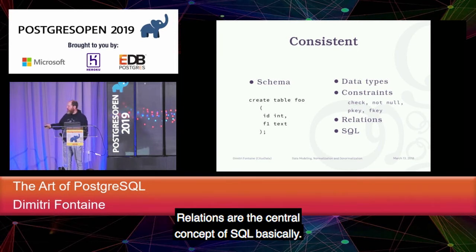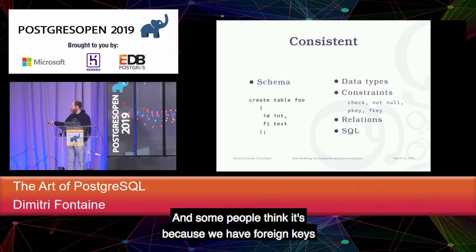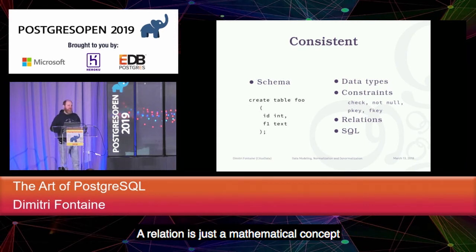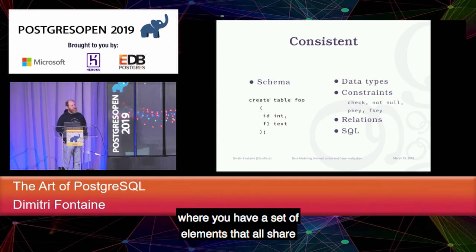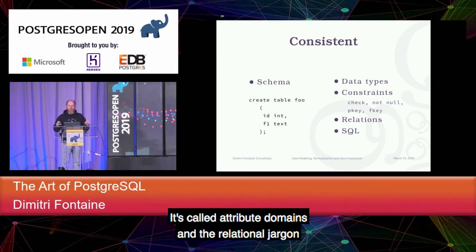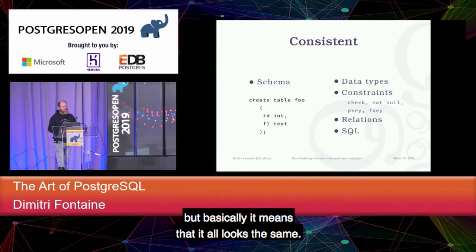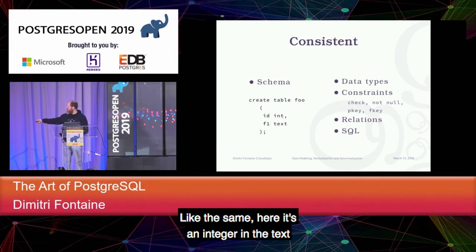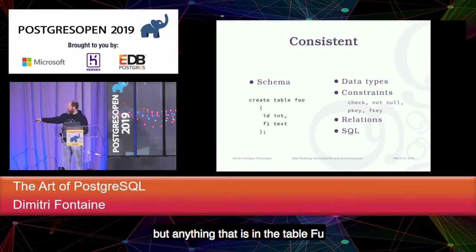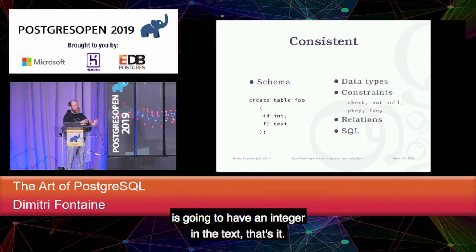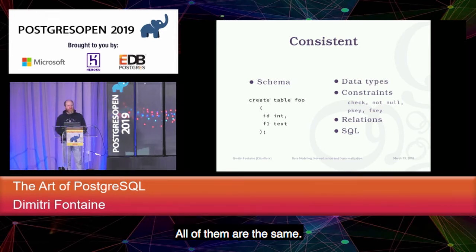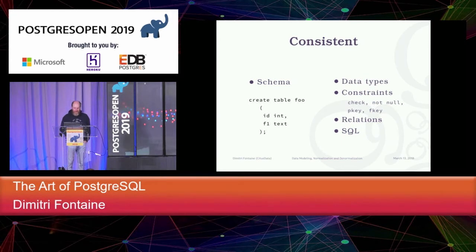Relations are the central concept of SQL, basically. And some people think it's because we have foreign keys, but it's not true. A relation is just a mathematical concept where you have a set of elements that all share the same properties. It's called attribute domains in the relational jargon, but basically it means that it all looks the same. Here it's an integer and a text. And anything that is in the table foo is going to have an integer and a text. That's it. All of them are the same. That's what a relation is. So consistency is pretty important.